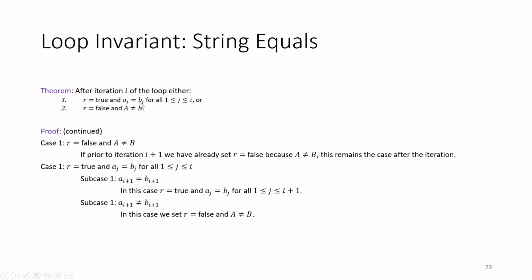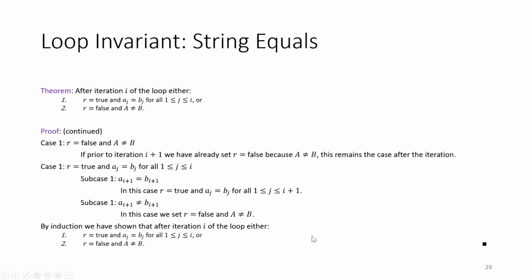Either R is true and we've confirmed they're all the same, or R is false and we've confirmed that they're not equal. And that's what we've done. So that means we're done. That means we can conclude and say by induction we've shown what we're trying to prove. So this last bit, the postamble, is just saying, hey, we're done. We've proven what we've tried to, and we close it off here saying we've proven what we've set out to prove.